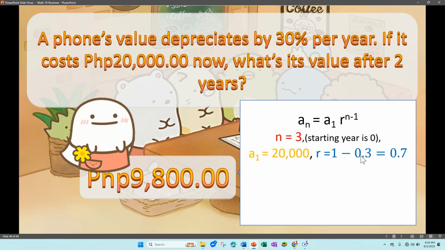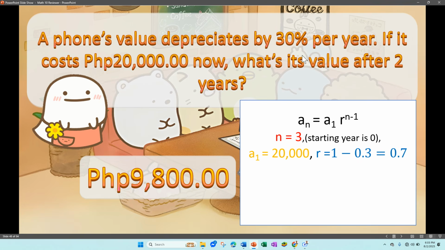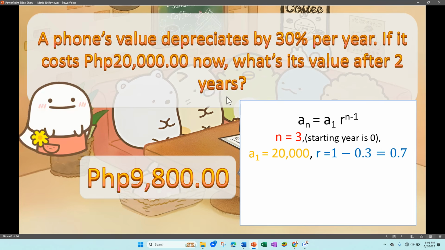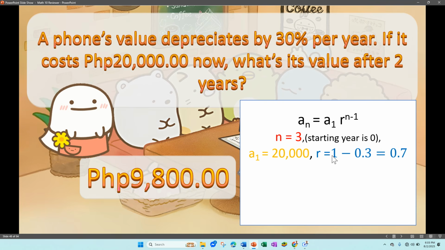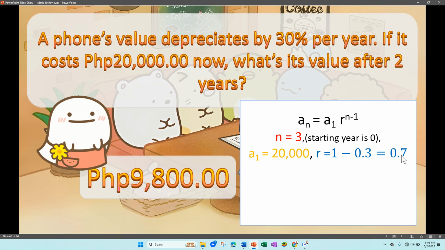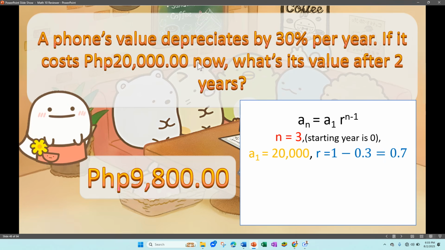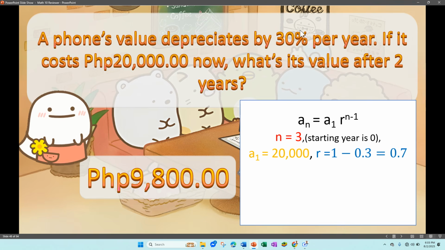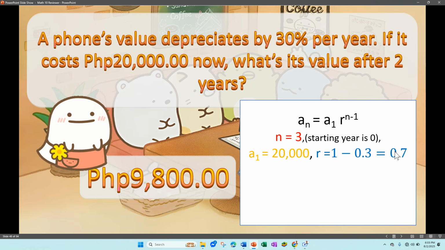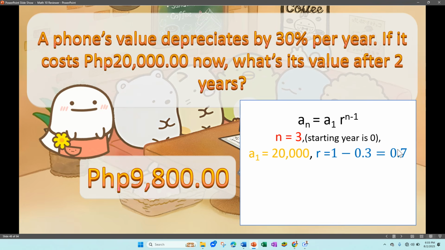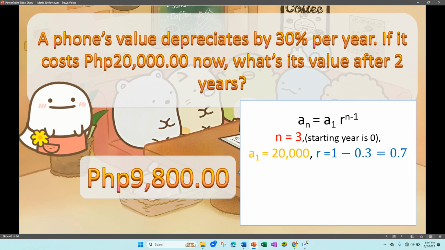Bakit 1 minus 0.3? So sabi dito 30% po yung bawas. So para makuha po yung actual value yearly, ang gagawin po natin is itong 1 which is 100% minus the 0.3, which is equal to 0.7. So, ibig sabihin, yung makukuha per year po, since there is a depreciation, 30% yearly, so, magmumultiply tayo ng 70%. Yun kasi yung makukuha. Kasi yung 30% mababawas.